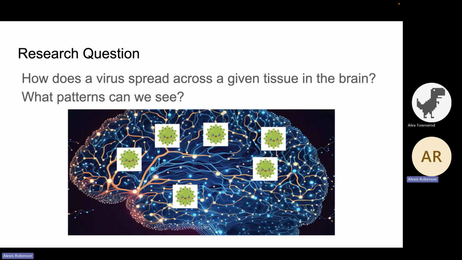So our question is, how does the virus spread across a given tissue in the brain? And how can we see patterns there? We'll be looking at both the spread from a CA model and also the largest connected component, which is the connected component made of just dead cells from the model.